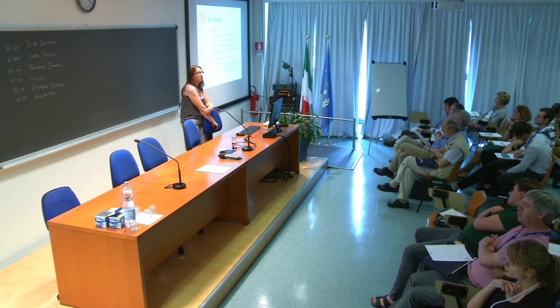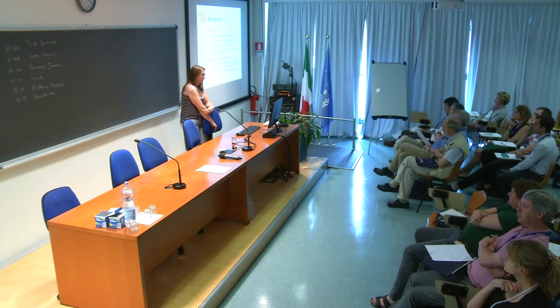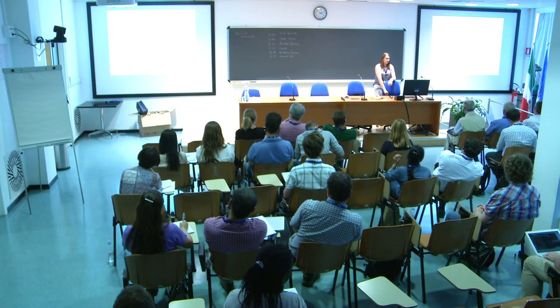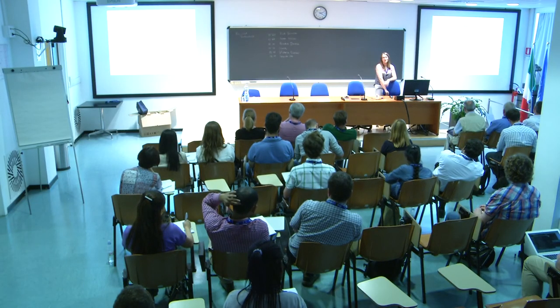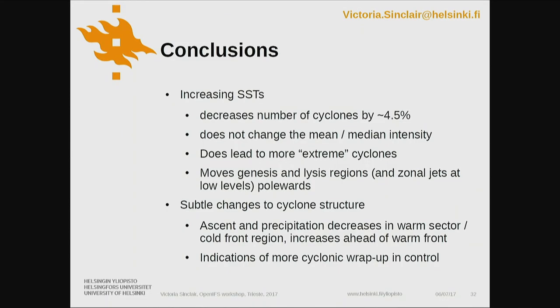There are some subtle changes to the cyclone structure, which I don't fully understand yet. The ascent and the precipitation definitely seem to change, and maybe there are some indications of a different type of cyclonic or anticyclonic wrap-up. I have to say these are very new results, so hopefully there's more to come soon. But I would like to stop now, and thank you for your attention and answer any questions.